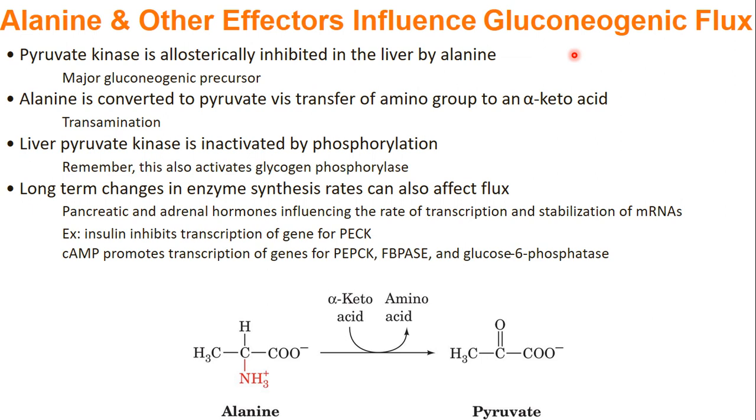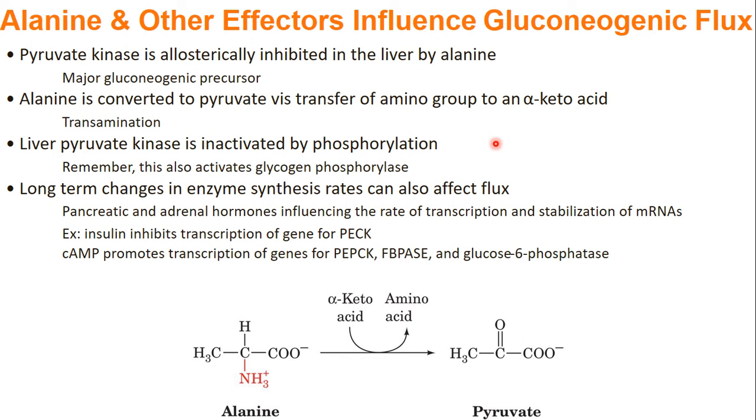Now, there are other effectors that influence gluconeogenesis. Pyruvate kinase can be inhibited by alanine. Alanine is actually a major precursor for gluconeogenesis. Alanine can be converted to pyruvate if you just remove its amino group, and this is transamination. So as seen here, if you just remove NH3, bam, you got pyruvate, you can start making glucose. Liver pyruvate kinase is inactivated by phosphorylation.